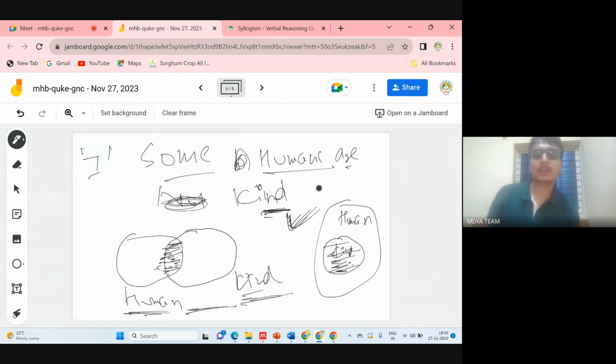But I want you to understand that for a Venn diagram, you should not need to cram anything. You should not need to do rote learning. Just try to read what a Venn diagram is saying, because many Venn diagrams indicate two or three statements, and you need to know all of them. This Venn diagram is also telling you all kinds are human, but some humans are kind. Is it clear?